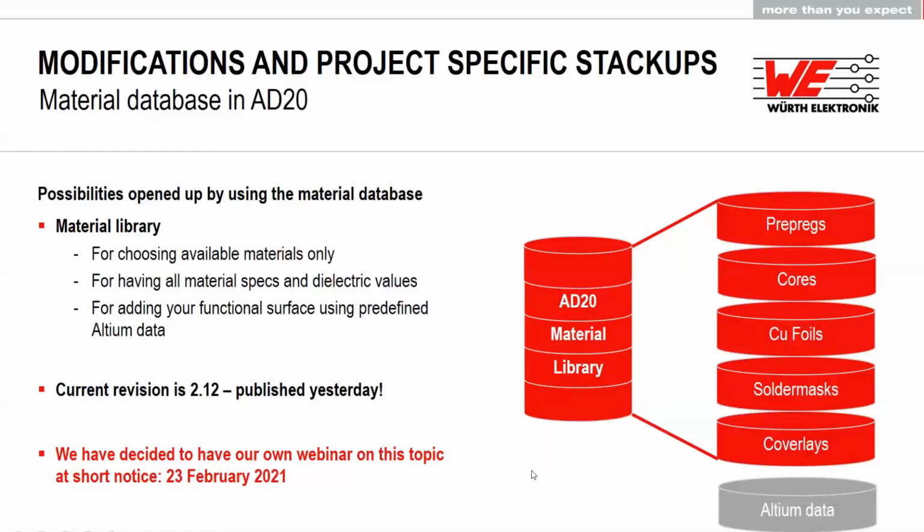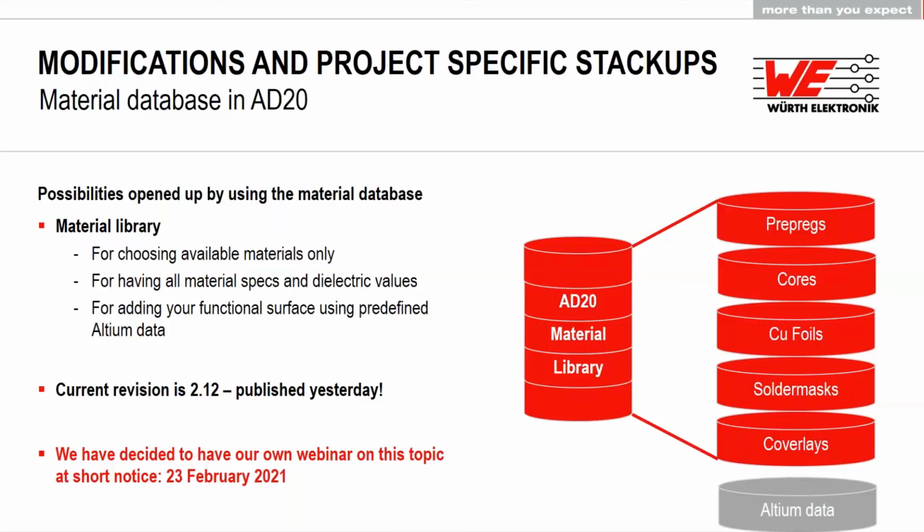A few words on the material database we are providing for Altium Designer 20, revision 20. First of all, there is some data in Altium Designer already from Altium, for some materials as well as some solder surfaces. On top of that, we specified different material classes: prepregs, cores, copper foil, solder mask, and coverlays, especially for flex rigid technology and flex technology.